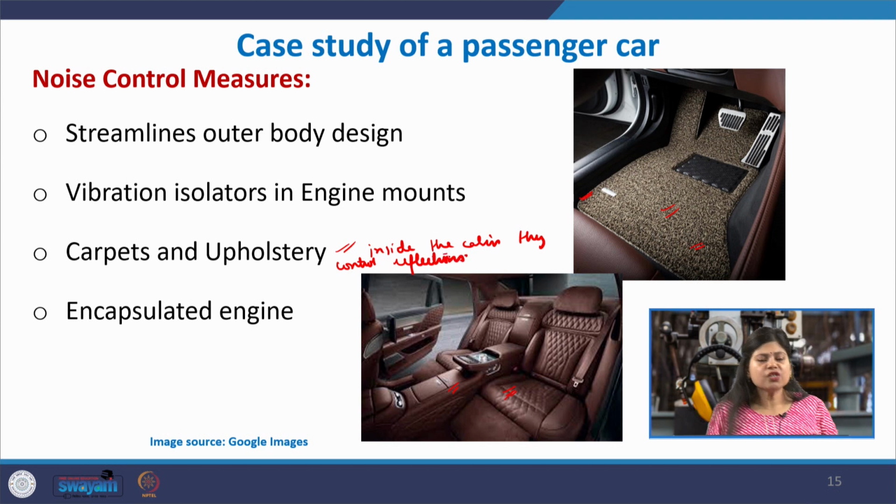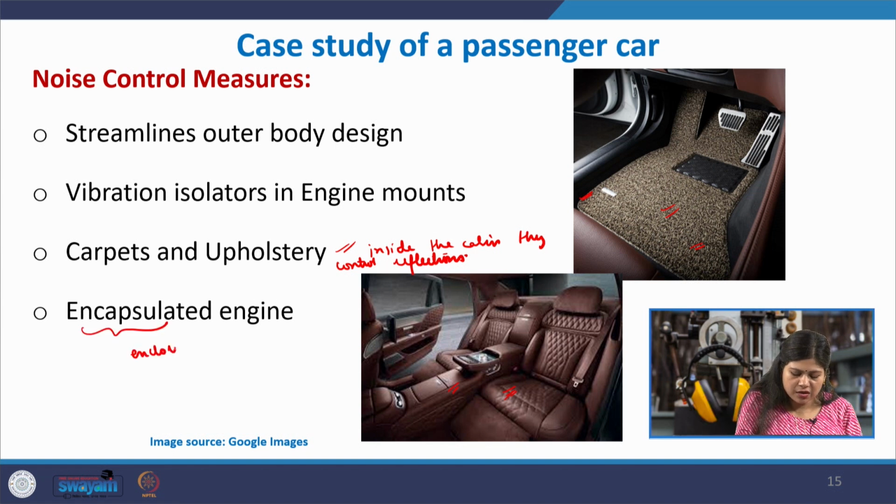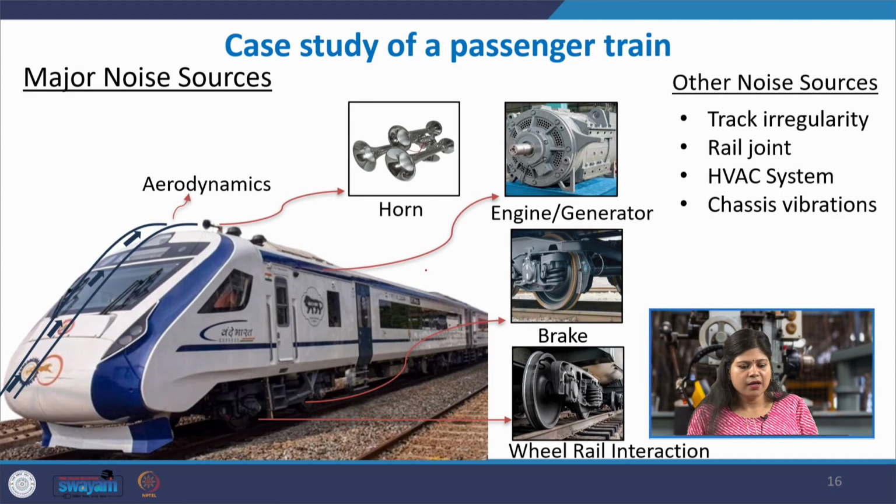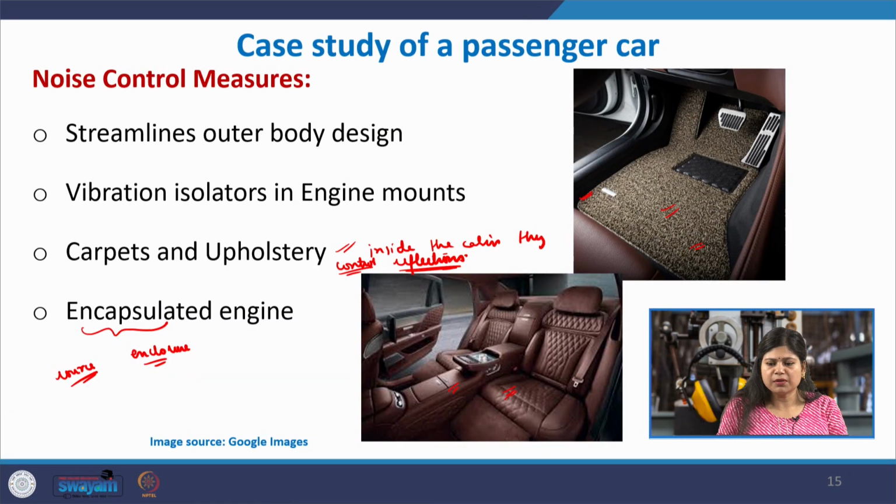And then the engine is usually encapsulated. Engines these days are under some boxed covering, and you open the box and then you can examine your engine. So they are now encapsulated. This again acts like an enclosure, the source enclosure. Here the source enclosure principle is used, and here you have the absorption principle where reflections are controlled. So this closes the case study on the passenger cars.